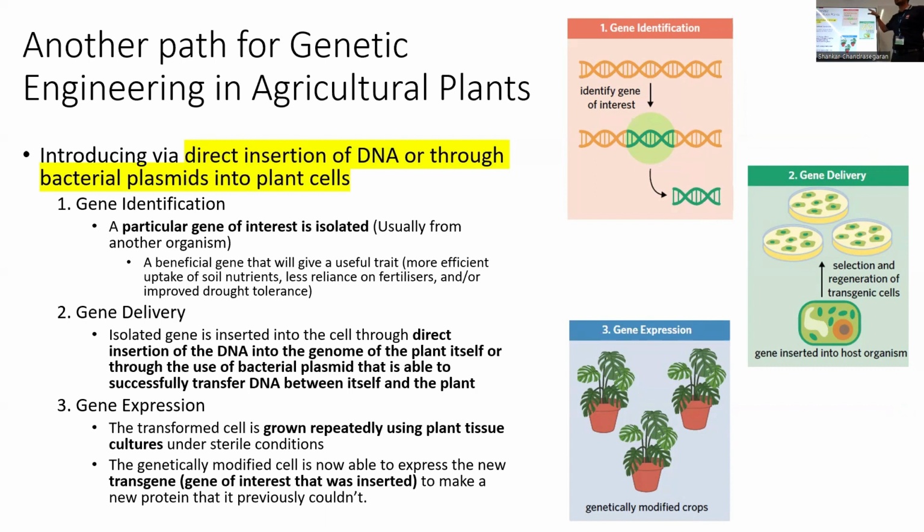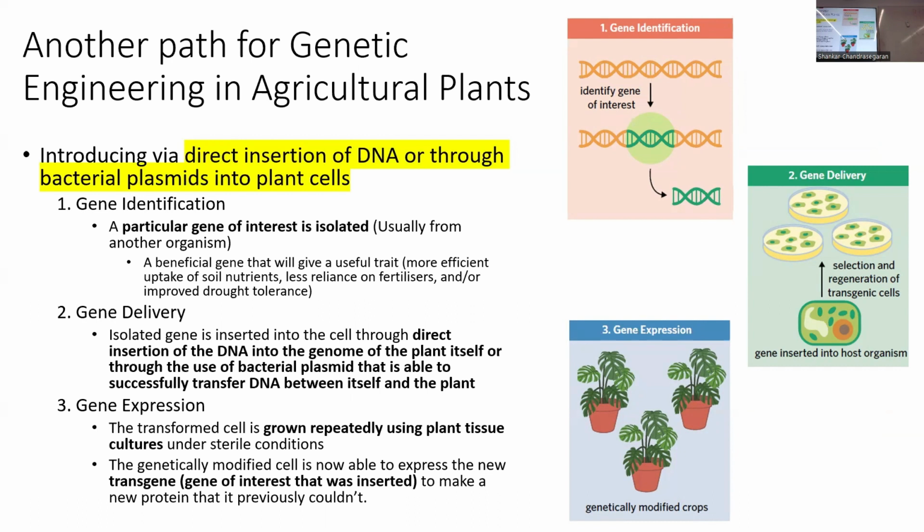This is a common one that's still used today, where genes are literally inserted into plasmids and grown in a petri dish until it cultivates the gene. And then once that has been done, we grow them up into plants. So let's start first. A particular gene of interest is isolated from another organism. Whatever gene we want, we first isolate it and take it from the organism we want.